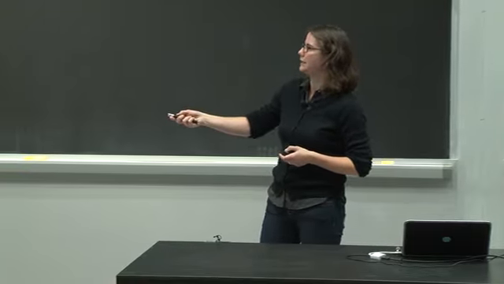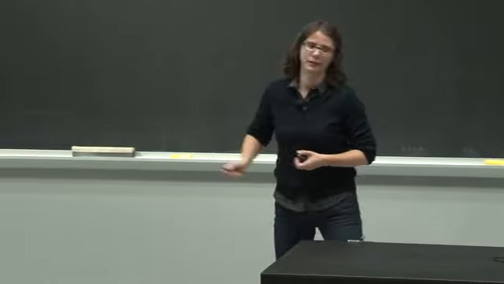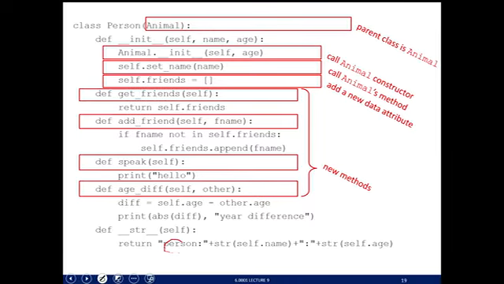And down here I have an str method which I've overridden from the animal, which instead of animal : name, it's going to say person : name : age.